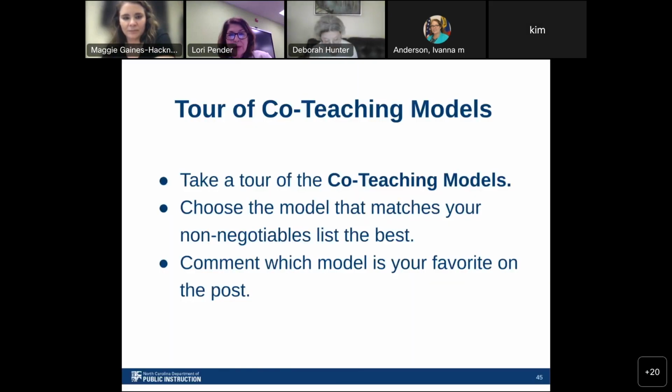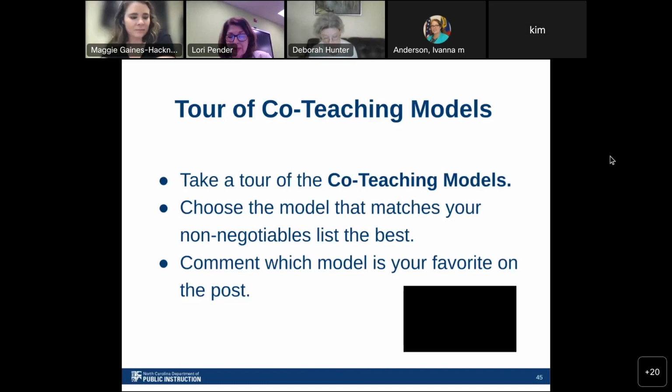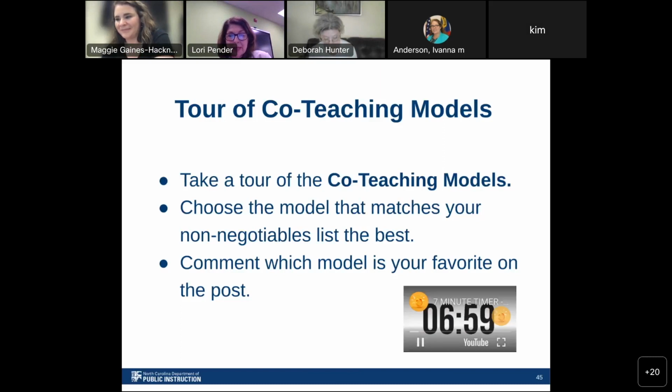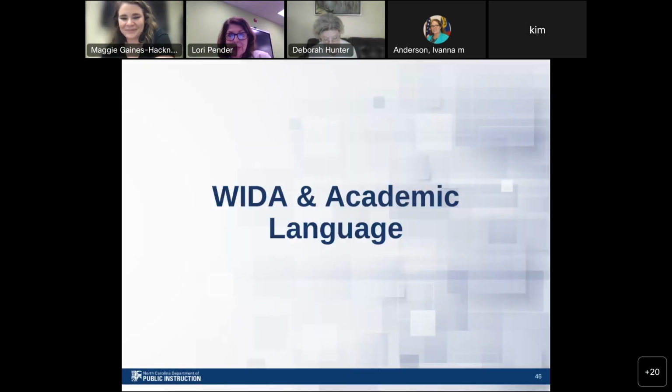All right, so we have one more section tonight to wrap up, and everything's loading here. So I have to work on my technology before next week. There we go. Can you see WIDA and academic language? We can. All right, so for the last about 12 or 13 minutes, because we promise we will wrap up right at 7, we want to look at WIDA and academic language.